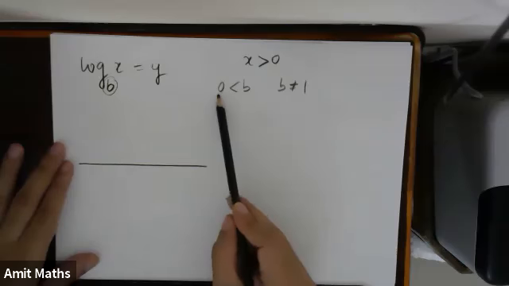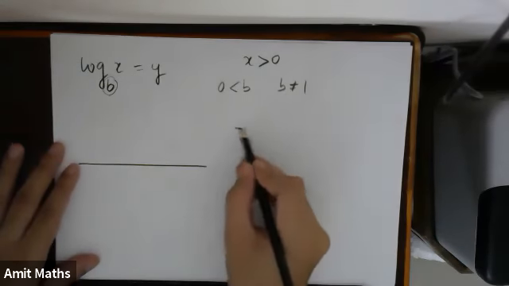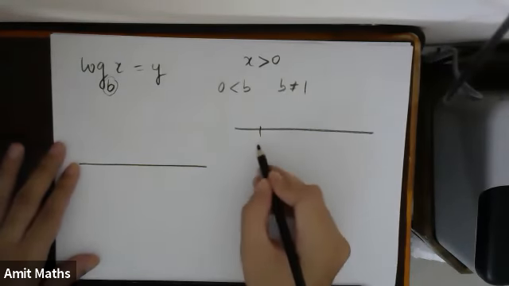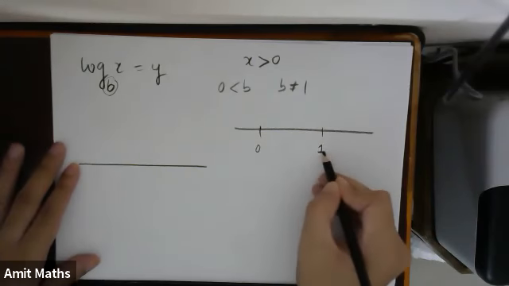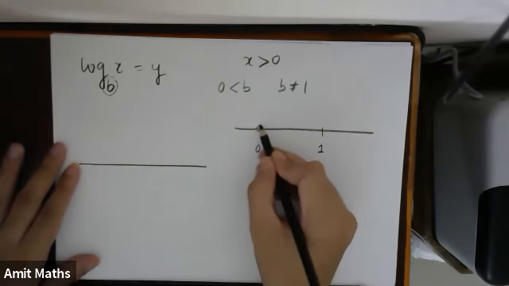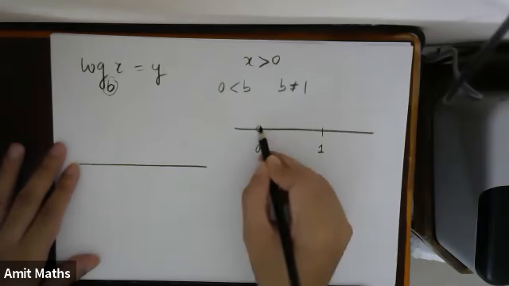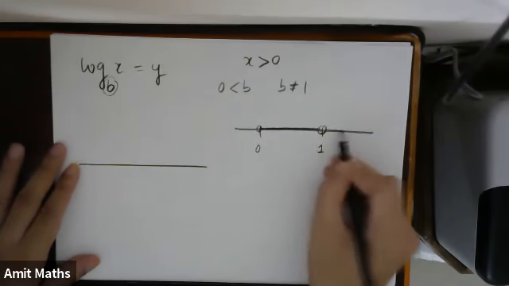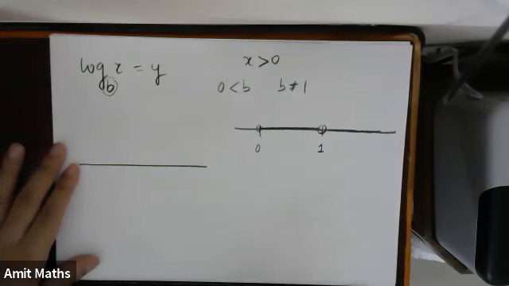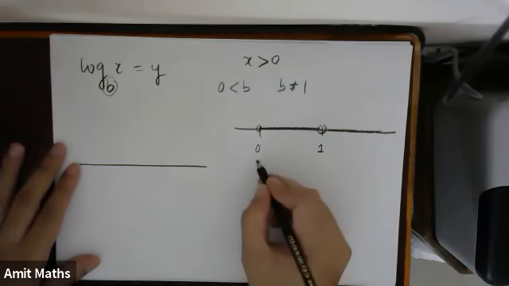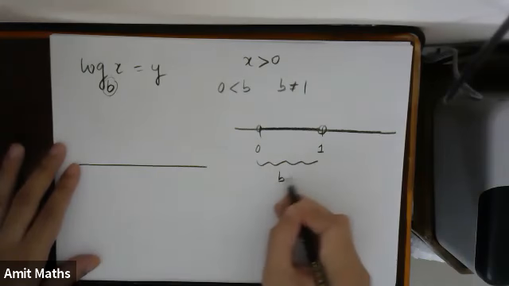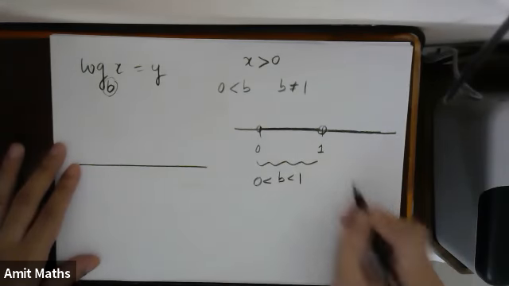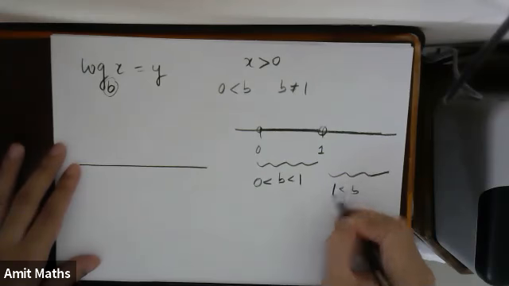If base is greater than 0 and base is not equal to 1, that means if I draw this on a number line, this is 0 and this is 1. So base should be greater than 0, and it should not be equal to 1, and then anything after that. So I can divide this whole thing into two parts: when the base is less than 1 and greater than 0, and when the base is greater than 1.